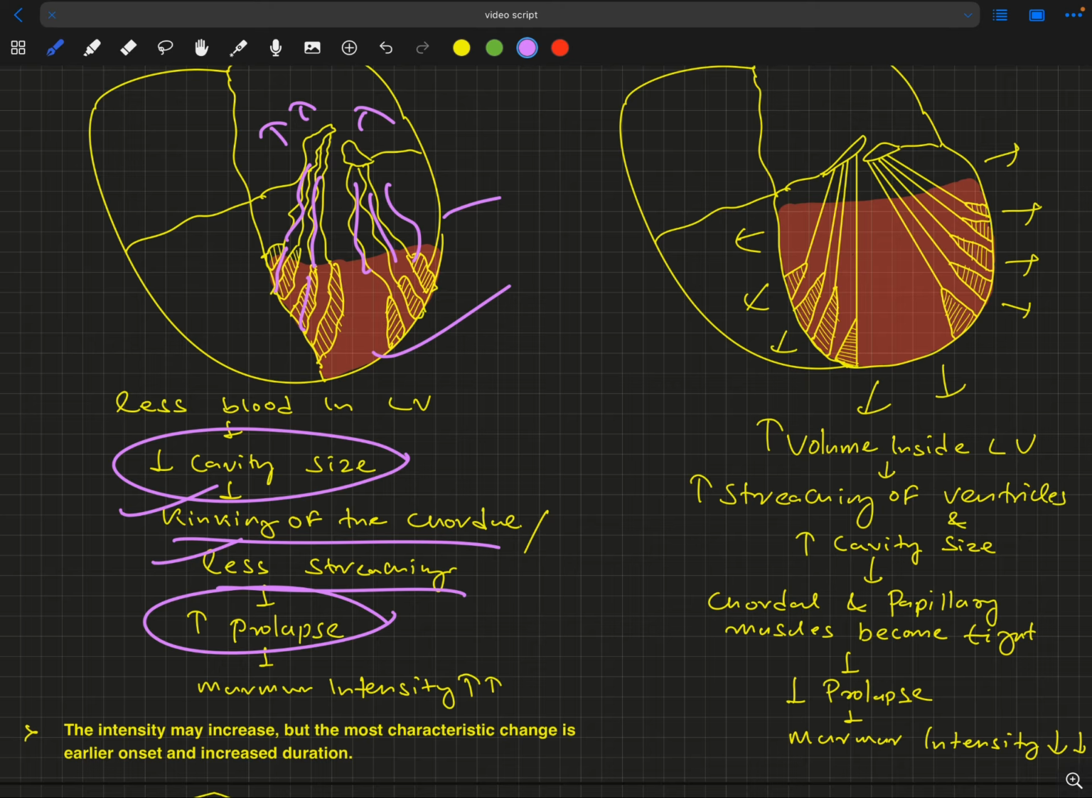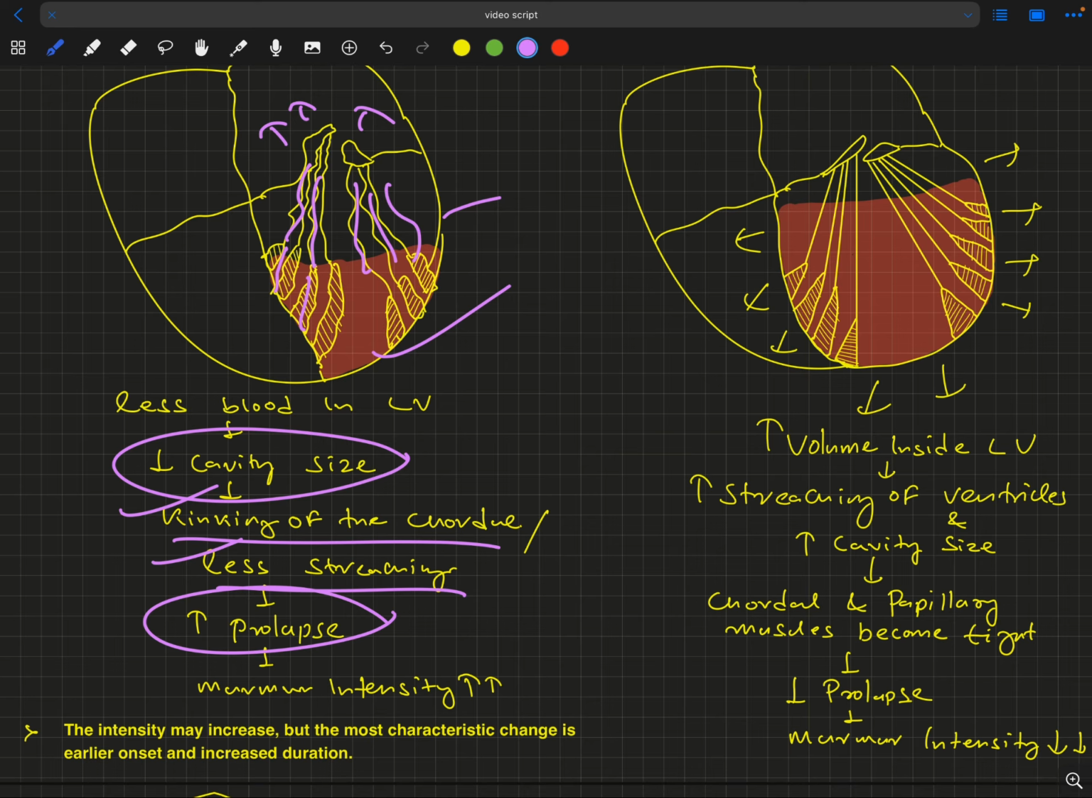Intensity also increases, but more importantly duration is prolonged. But in case of HOCM, intensity is prolonged, or the murmur is loud, and duration is not changed as much. But in case of mitral valve prolapse, duration is most commonly affected as compared to intensity of murmur.